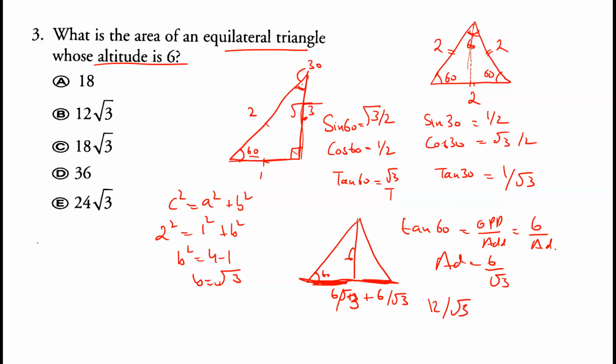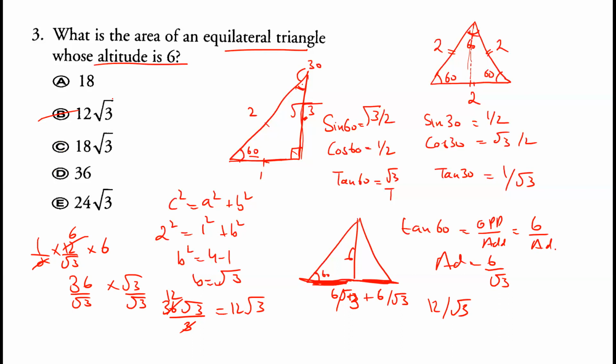So the area of the triangle would be half into base, that is 12 over root 3, multiplied by height 6, which is 36 over root 3. Multiplying by root 3 over root 3, this would be 36 root 3 divided by 3, so 12 root 3. So option B is correct. Also, you need to memorize this, and we also need to know what sine 45, cos 45, and tan 45 are.